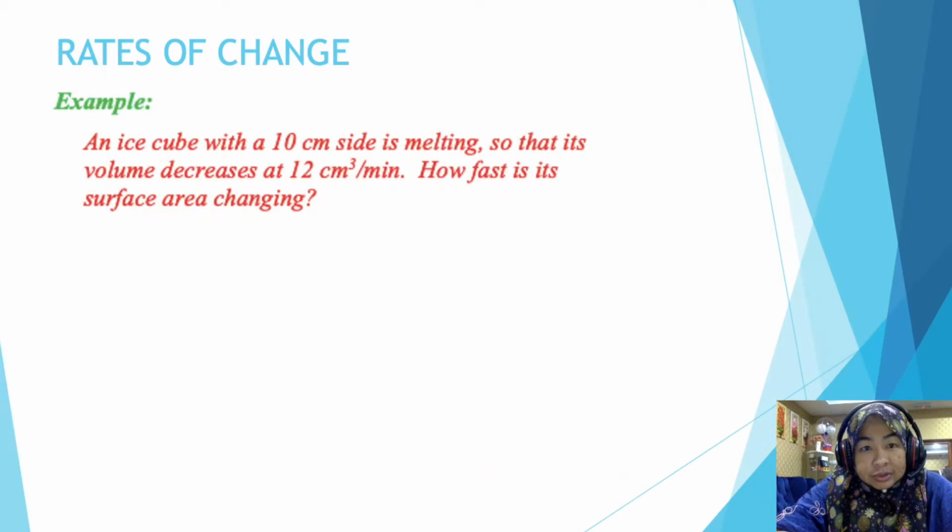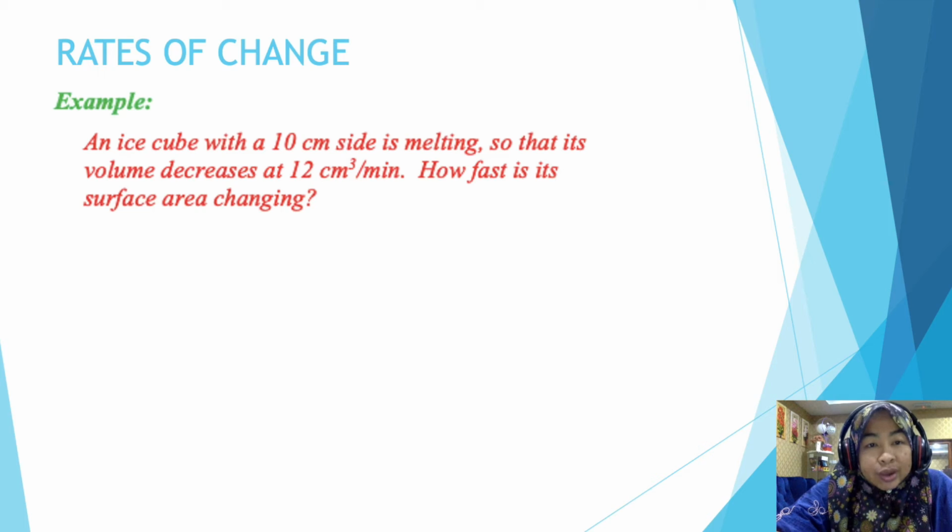Alright, so the first example. An ice cube with a 10 centimeter side is melting, so that its volume decreases at 12 centimeter cube per minute. How fast is its surface area changing? Okay, so let's change from words to symbols. The ice cube is cubic, where all the sides are 10 centimeter.